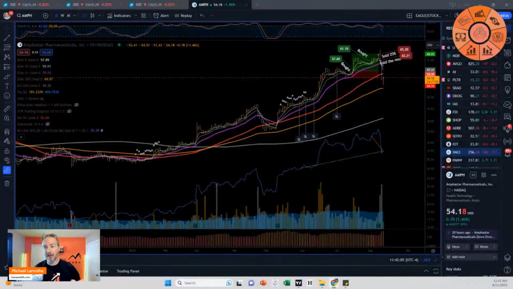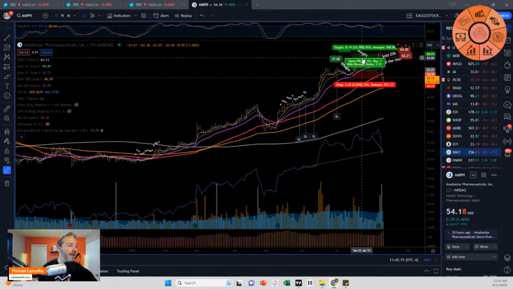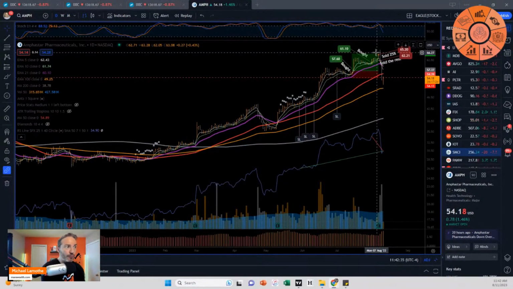What O'Neill's work found was that most stocks, when they break out of a primary base, tend to run 20 to 25%. Great. So if I'm looking at a stock like AMPH, go back to this. And I want to use 65 as a target, then we already spoke about historical targets.